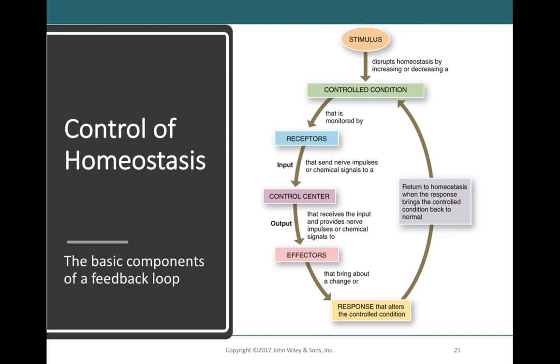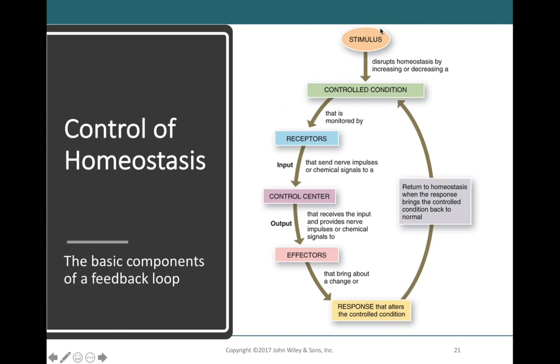So with each of these components of a feedback loop, we can assign a different condition and different stimuli, which will give us different receptors, a different control center, and different effectors to give us a different response. The way I want you guys to be looking at these feedback loops is understanding that this is a generalized feedback loop that we can apply to many different controlled conditions. So essentially, again, we'll just go over this one more time.